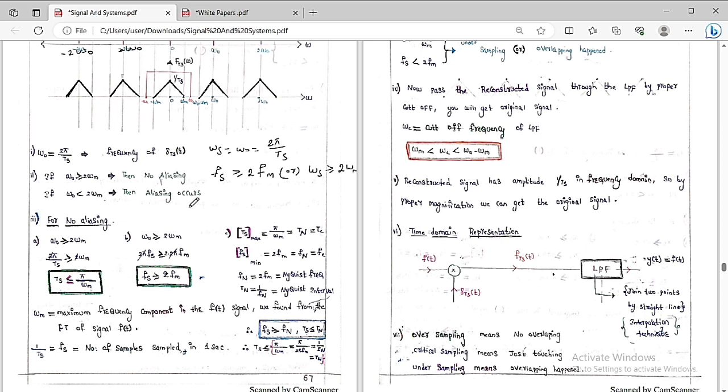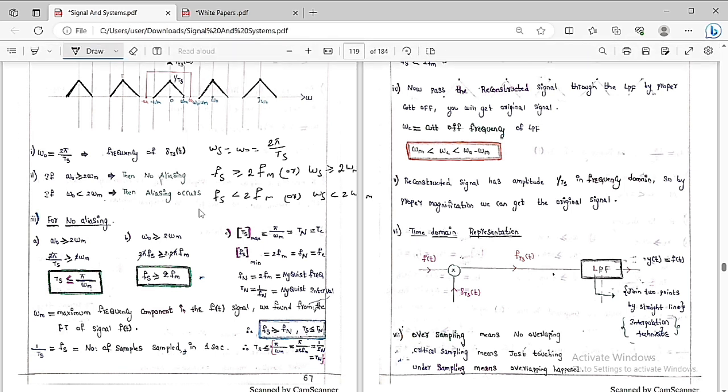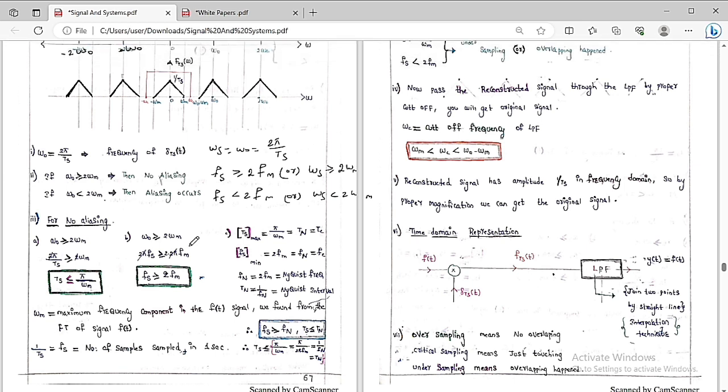Therefore the high frequency will become low frequency, and low frequency will become high frequency, and then we cannot get back the original signal from the reconstructed signal. So you can use either omega s or omega naught. This is a thing you always have to keep in your mind. Omega s or omega naught is nothing but the frequency of the impulse train, where fm is the message signal frequency.